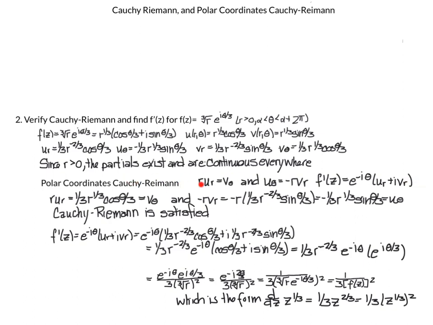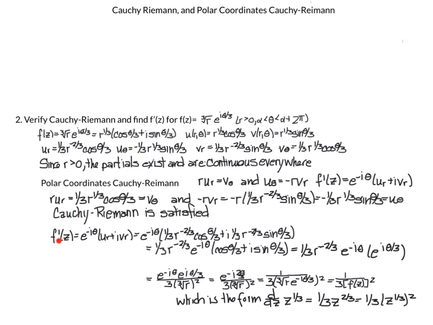So I can look at r u_r, which will be equal to r times this value here. So I'll get 1/3 r to the 1/3 cosine theta over 3, and I can verify that's equal to v_theta. And then my second Cauchy Riemann condition, u_theta should equal minus r v_r. So I have minus r v_r, my minus r here, this is my v_r, and then I confirm that it's equal to u_theta. So the Cauchy Riemann conditions are satisfied.